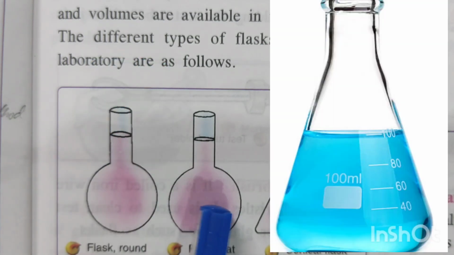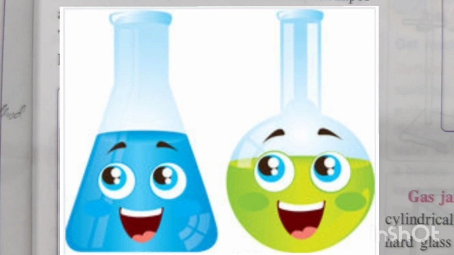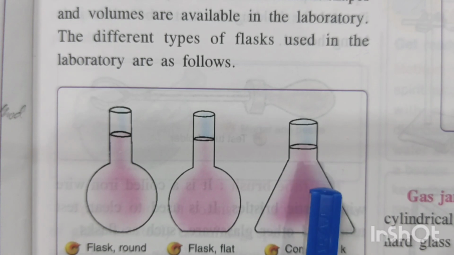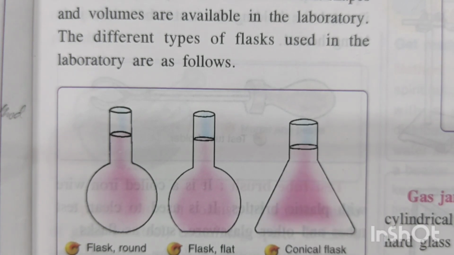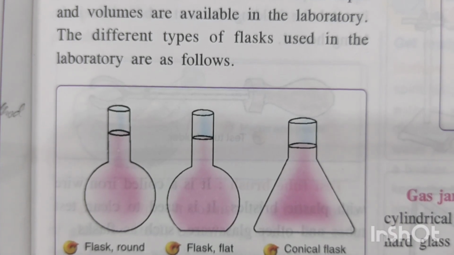That means you can have a look at these pictures, children. This is a round bottom flask, this is a flat bottom flask, and this is a conical flask. It looks like a cone, right? So these are the different kinds of flasks, children. They are used in the lab, and most of the lab apparatus, children, that we work with in the laboratory, they are all made up of glass.